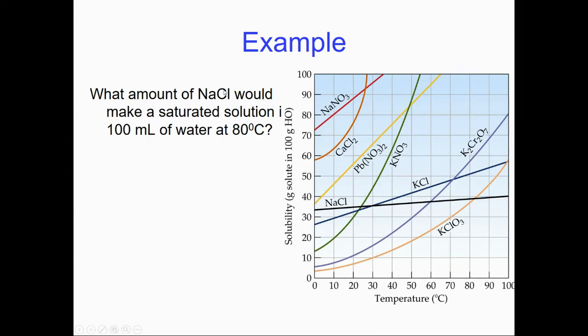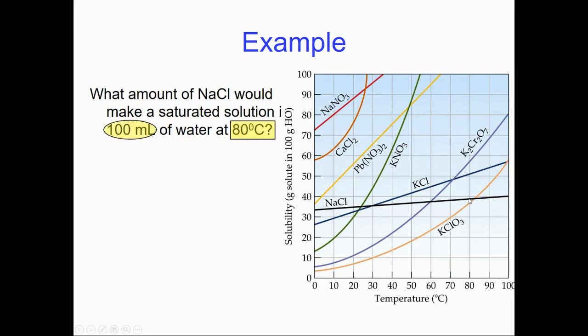Now we're going to say how much sodium chloride would make a saturated solution at 80 degrees Celsius. So you're going to look for the sodium chloride line. It is this black line right there. And you want to make a saturated solution, so you want to find the point on the line. So you're going to go to 80 degrees, which is right here. You're going to go up, up, up, up until you hit the sodium chloride line, which is right there.